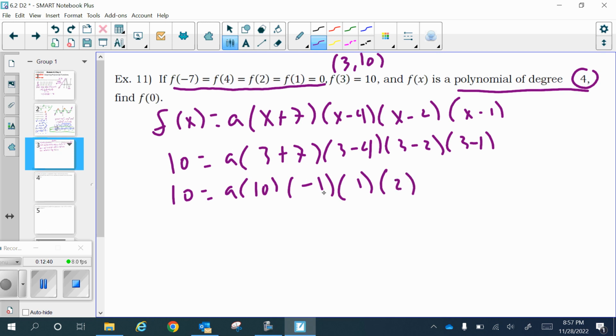So I can divide the right side by 10 on both sides because these 10s cancel out. And we get 1 equals a. Negative 1 times 1 is negative 1, times 2 is negative 2.